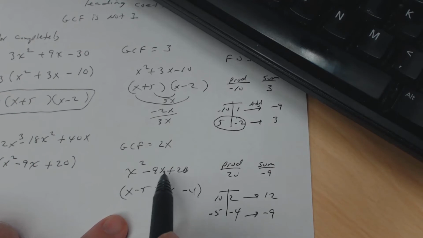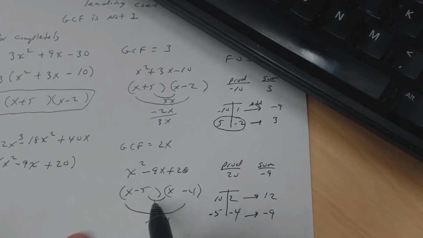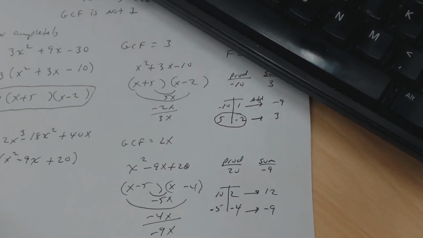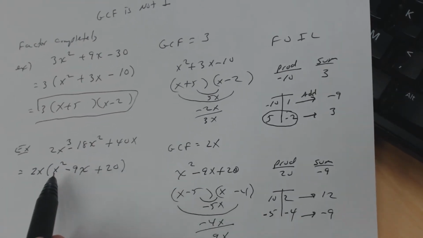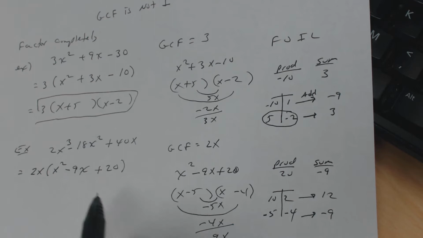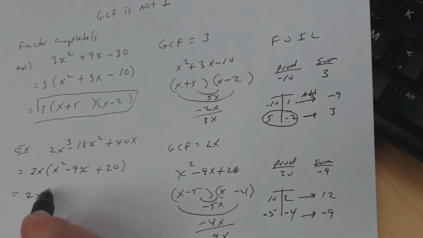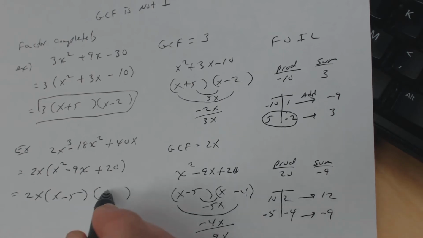Now let's check the inner and outer, because I want to check that negative 9x. The outer is a negative 4x, and the inner is a negative 5x. When I add them up and combine like terms, I get a negative 9x, which is what you wanted. So then you're going to rewrite. Don't forget to bring down that 2x, because that's your GCF and still part of the answer. So now you get 2x times x minus 5 times x minus 4.